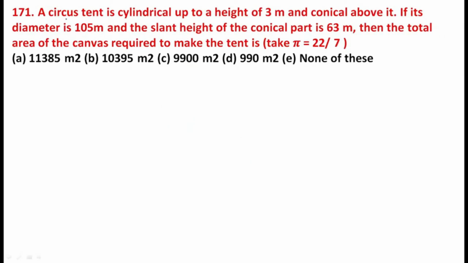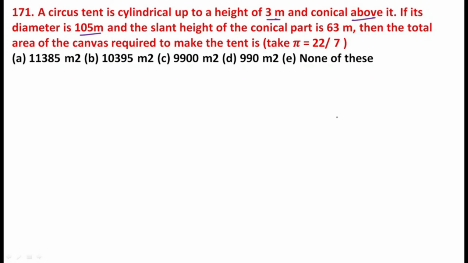This question: a circus tent is cylindrical with a height of 3 meters, with a conical part above it. It has a diameter of 105 meters and the slant height of the conical part is 63 meters. Then find the total area of canvas required to make the tent. Take pi value as 22 by 7.